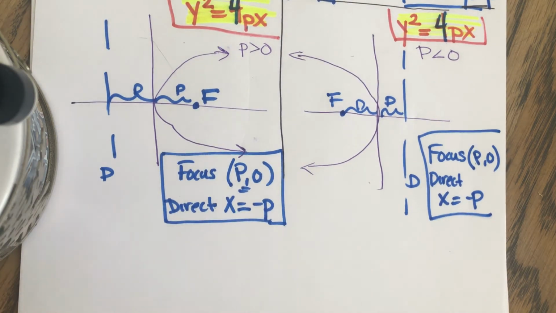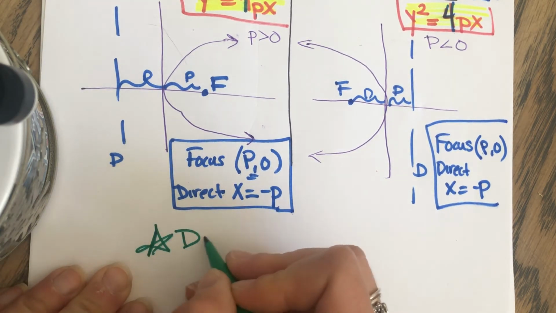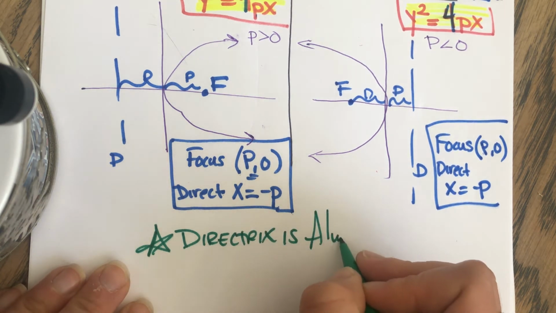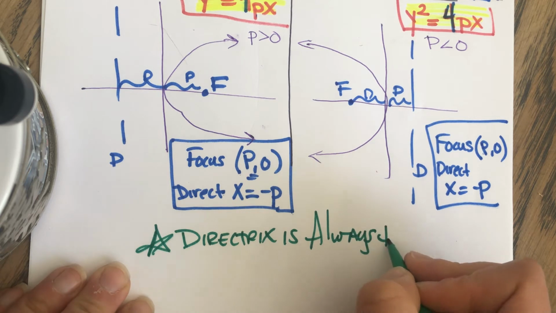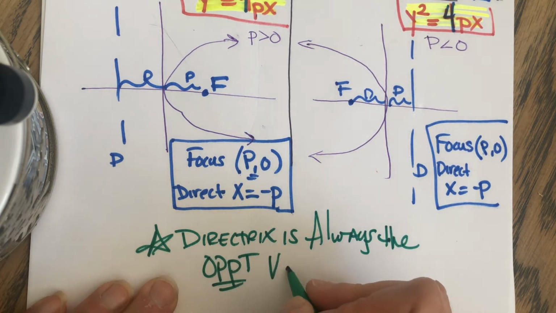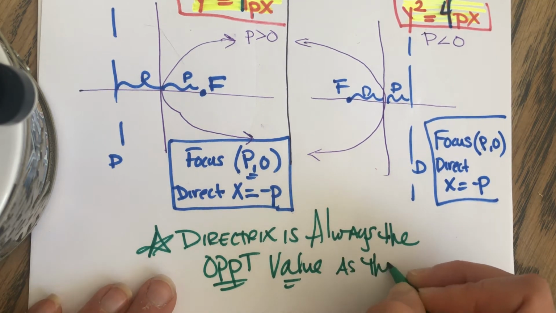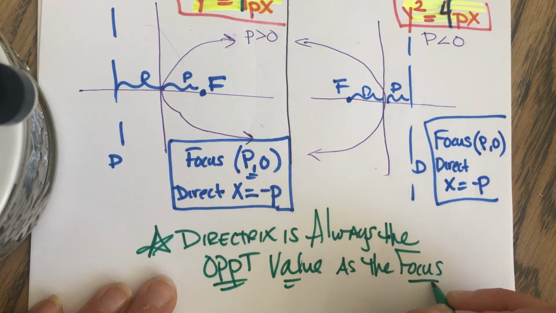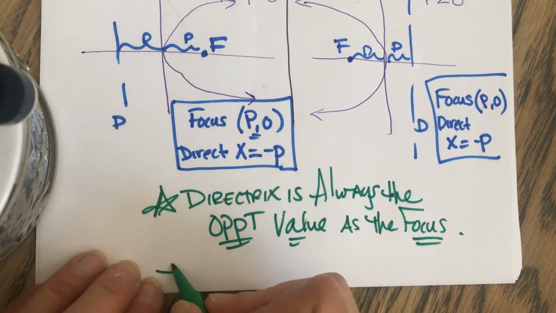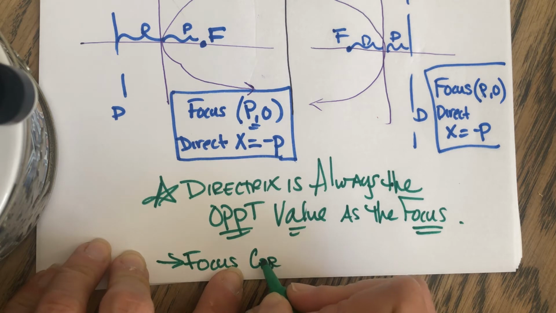Okay? And then write one more thing on this piece of paper for me that hopefully you're doing in your notes. The directrix is always the opposite value, positive, negative, as the focus. So obviously I keep telling you opposites. The other thing obviously you can work with is your focus coordinate. Oh God.